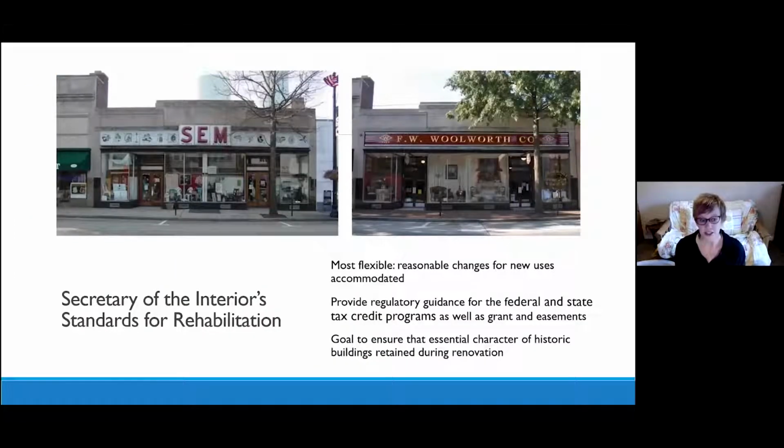So the Secretary of Interior's standards for rehab are the ones that are used most often because they are the most flexible and really allow for new uses. They're also used a lot because they're the guidelines that provide regulatory guidance for the federal and state tax credit programs, as well as for various grant programs and historic preservation easements. The goal of the rehab standards is to ensure that the essential character of historic buildings is retained during any renovation projects.